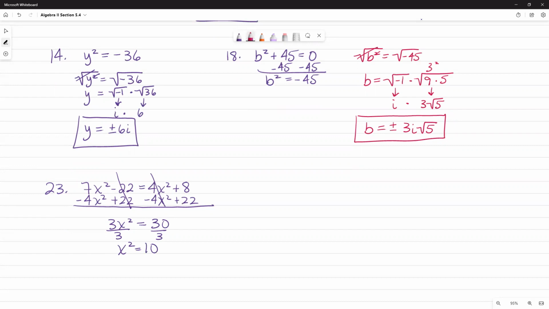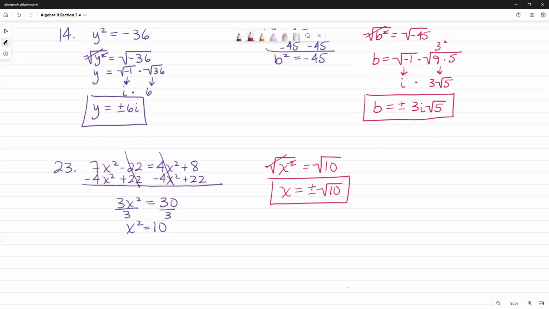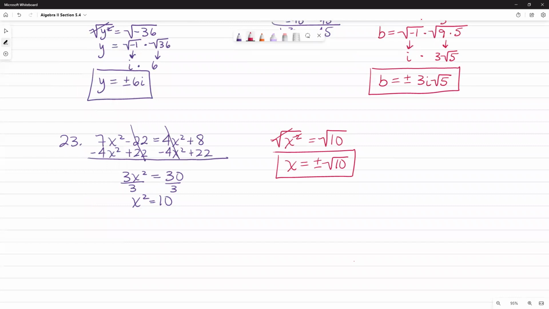This one, again, really, really simple. So x squared equals 10. We take the square root of both sides. There is no perfect square that exists in the factors of 10. So you just cancel these out, and x equals plus or minus square root of 10. That's it. Don't even worry about using a calculator to get an approximation. Okay, 26.